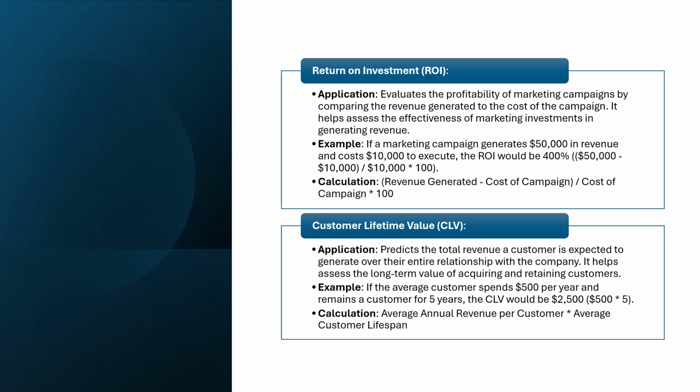Now, this is a very important one, which is customer lifetime value. I am sure that many times you have heard about this. So what is CLV? Its application is to predict the total revenue a customer is expected to generate over the entire relationship with the company. It helps assess the long-term value of acquiring and retaining the customer. So let us take an example. If the average customer spends 500 per year and remains a customer for 5 years, what will be the CLV? It comes out to be 2,000. How did they do that? The calculation is average annual revenue per customer multiplied by average customer lifespan. So here you can see $500 multiplied by 5.